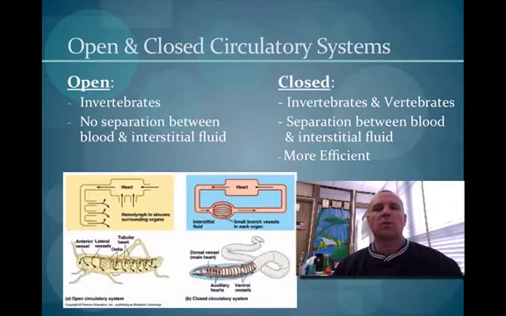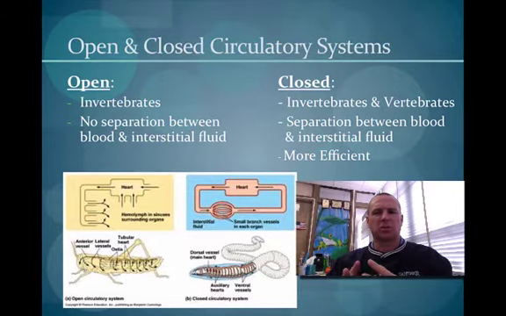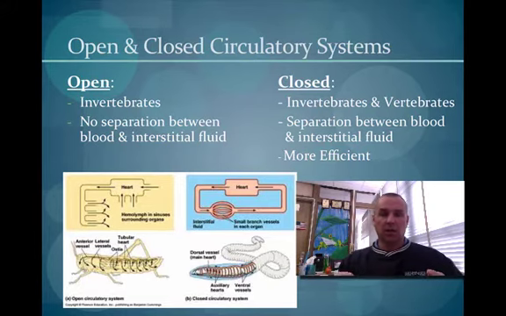Now, when we talk about circulatory systems, there's basically two types. There's an open circulatory system and a closed. Open circulatory system is found in a lot of invertebrates, and there's no separation between the blood and interstitial fluid. You basically have a heart pumping, and you have the blood and everything mixing together. I kind of think of it like if you had a 5-gallon bucket full of blood, and you had a heart in there, and it was just pumping through. It's very inefficient because you've got a mixture of oxygenated and deoxygenated blood, and you've got the interstitial fluid in it. I mean, it's very inefficient.